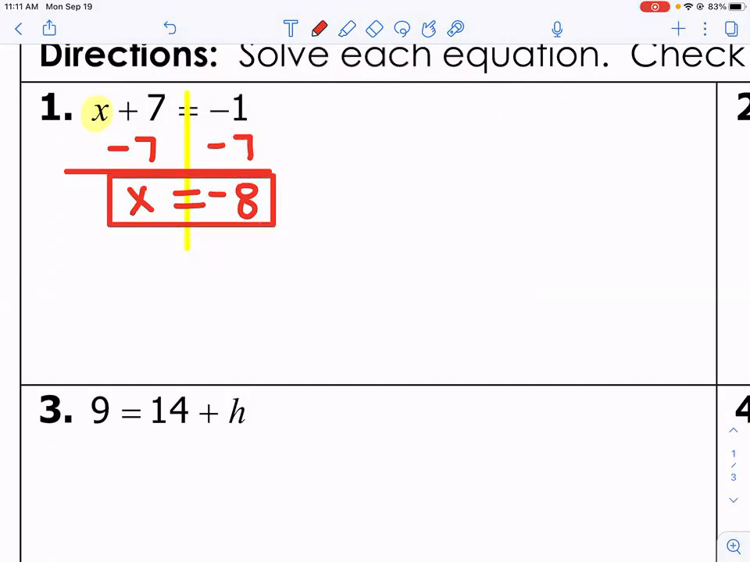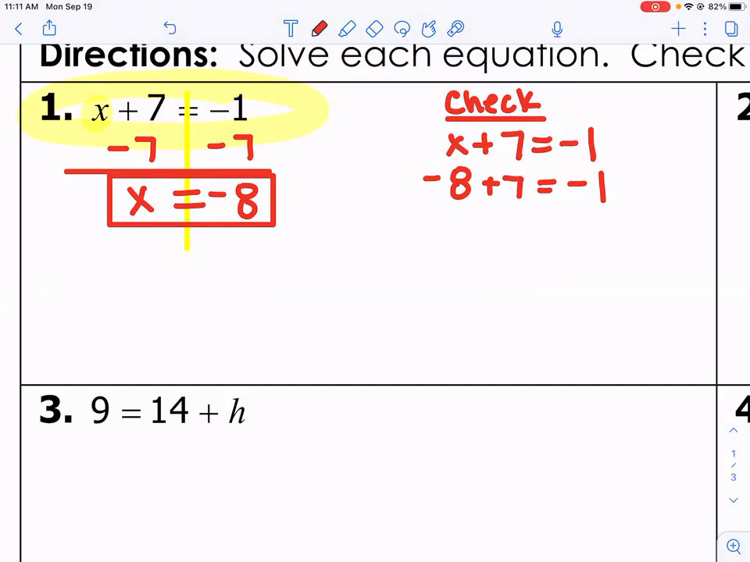Now, we can always know if we are right or not because we can check our solution. We have figured out that x equals -8. So we can go back to our original problem right here. And instead of x plus 7 equals -1, we could put in what we got for x. Is -8 plus 7 equal to -1? Yeah, cool. So we got it right.